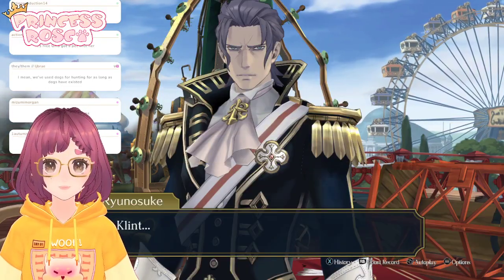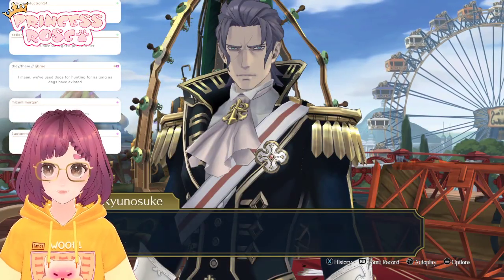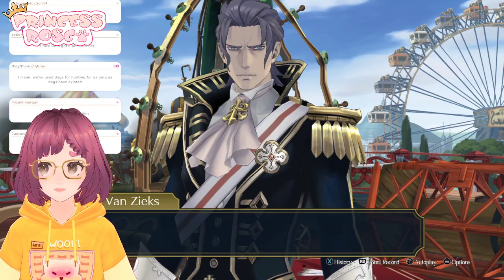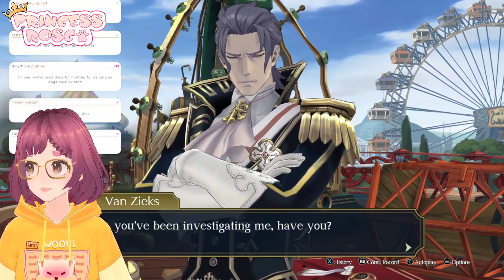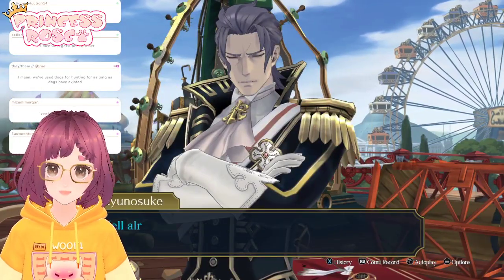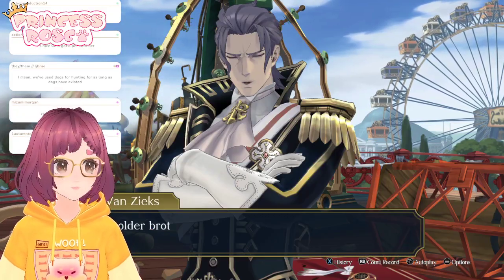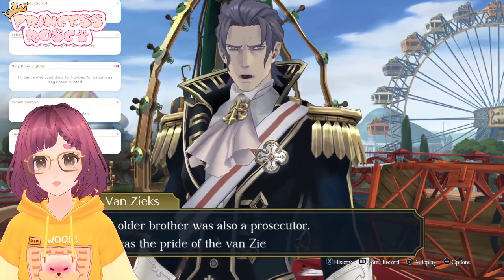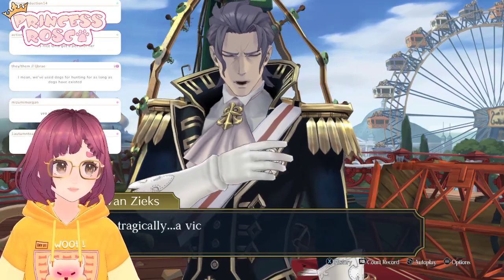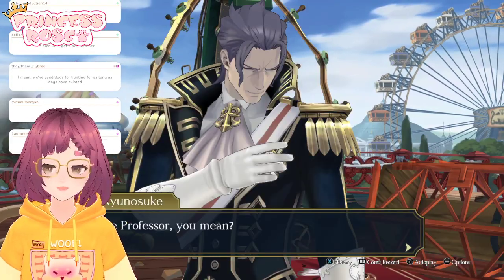So, Clint was the name of your older brother, I understand, Lord Van Zieks. You Nipponese. I always have to be on guard whenever you're around. So you've been investigating me, have you? Oh, no, it's not like that. Well, alright, it is a bit like that. My older brother was also a prosecutor. He was the pride of the Van Zieks family. But tragically, a vicious killer took him from us. The professor, you mean?